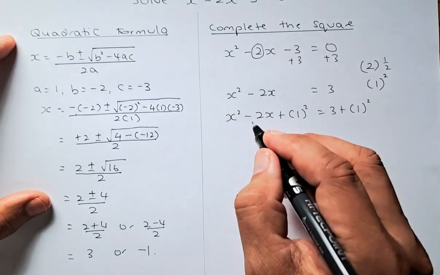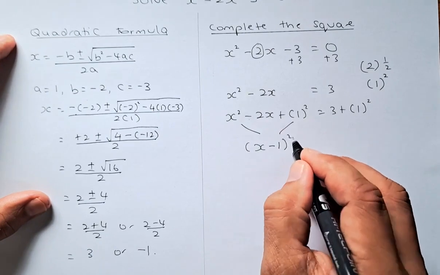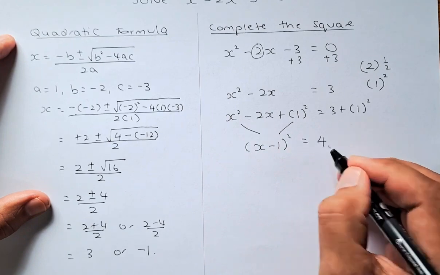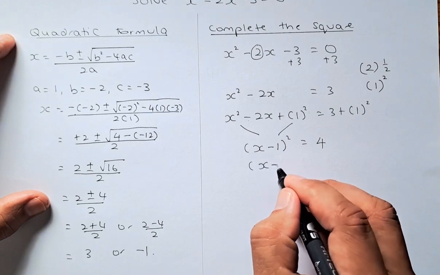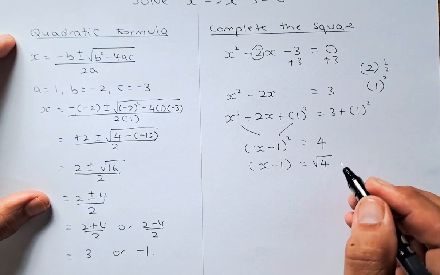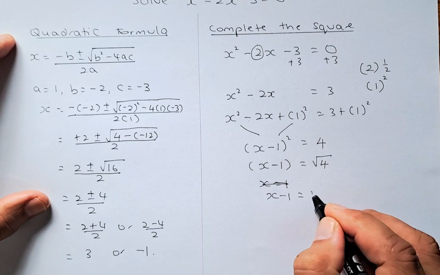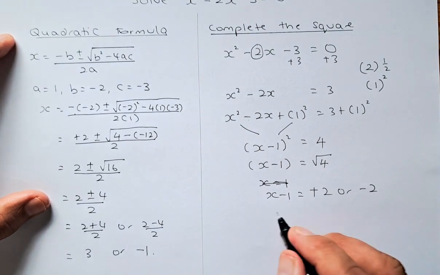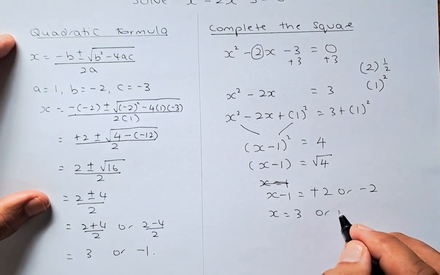Okay, next step, you're going to make it a perfect square. Because this is a minus, it's going to be x minus 1 squared. If you expand this, you'll get this answer. Equals 3 plus 1 equals 4. Next, you're going to solve it. So x minus 1 squared, you square root both sides, is equal to the square root of 4. When you square root 4, the answer is going to be x minus 1 equals plus 2 or minus 2. Then the last step is to solve. Your x equals 2 plus 1 is 3, or minus 2 plus 1 is negative 1.